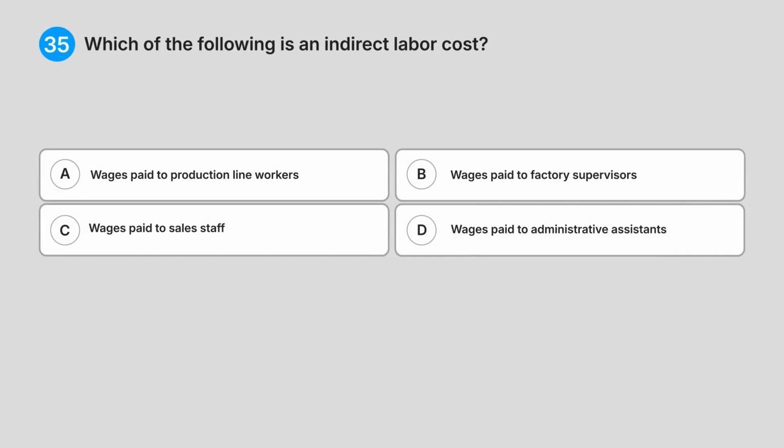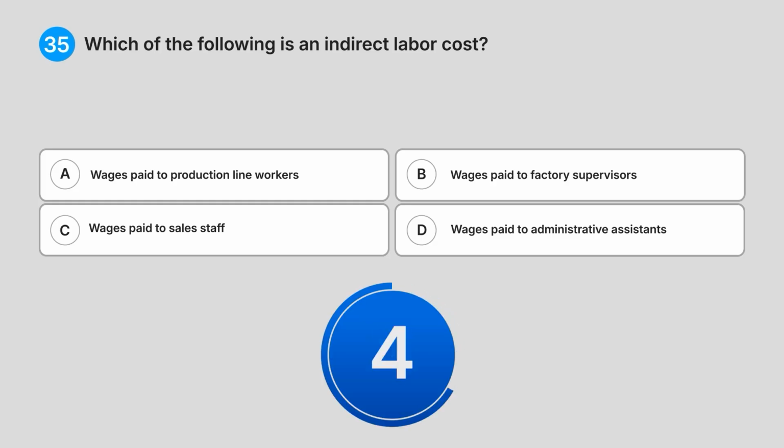35. Which of the following is an indirect labour cost? A. Wages paid to production line workers. B. Wages paid to factory supervisors. C. Wages paid to sales staff. D. Wages paid to administrative assistants. Do you know the answer?